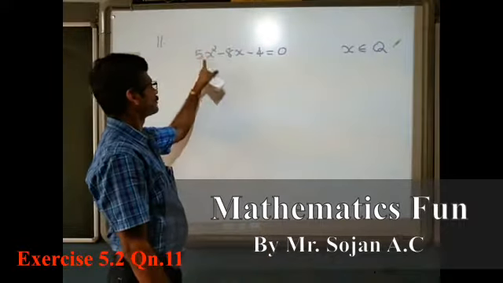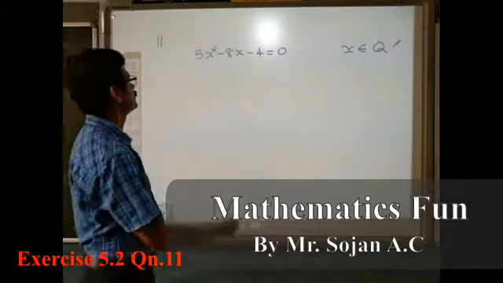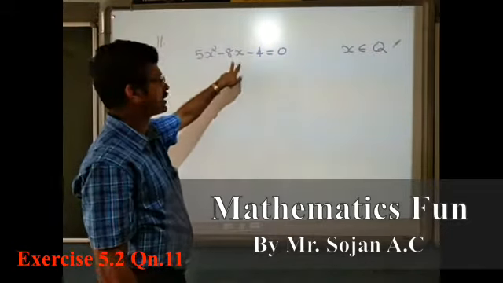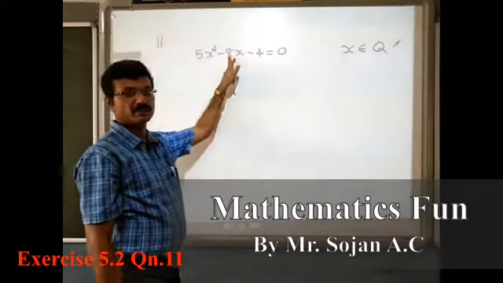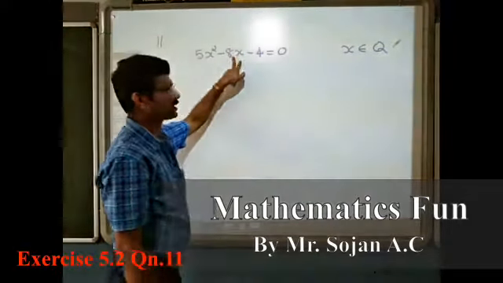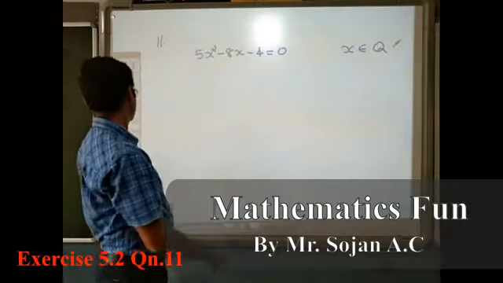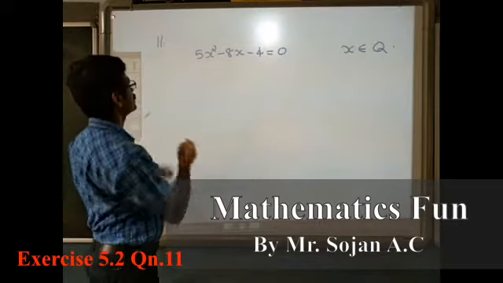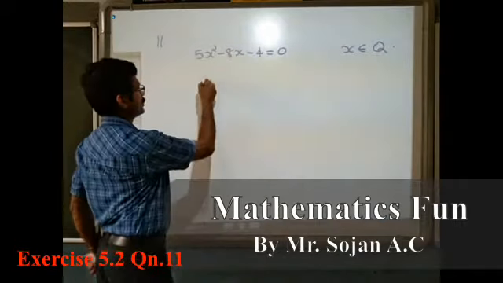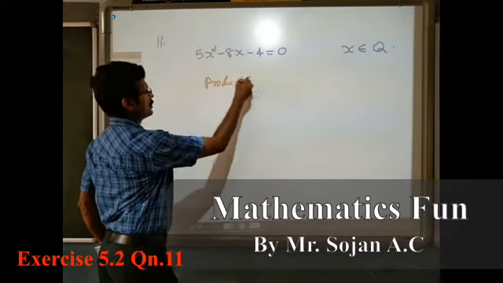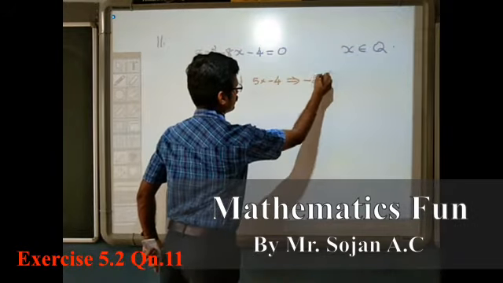Okay, so first of all we have to solve it. So I am going by factorization. For that, as you studied in standard 8 and 9, you learned how to break the middle term. Based on that only we will do the factorization. See here, if you observe, the product must be 5 into minus 4, that is equal to minus 20.